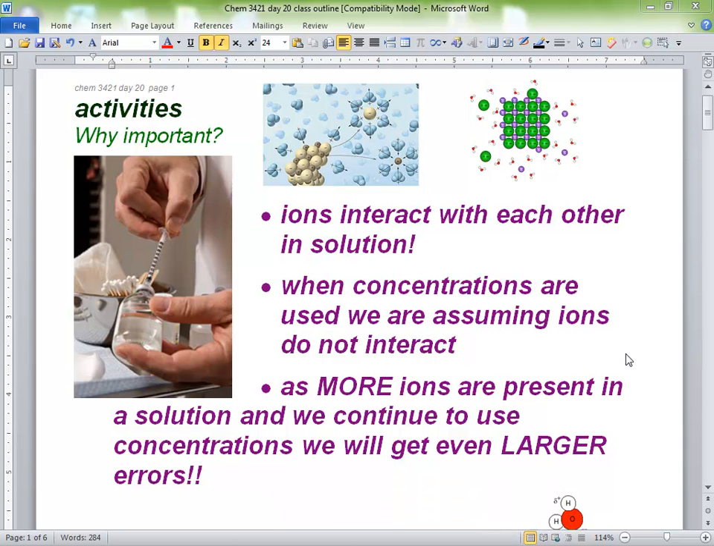So the new section is activities. New section for exam 3. And the idea here, the thinking is that these ions in solution interact with each other.